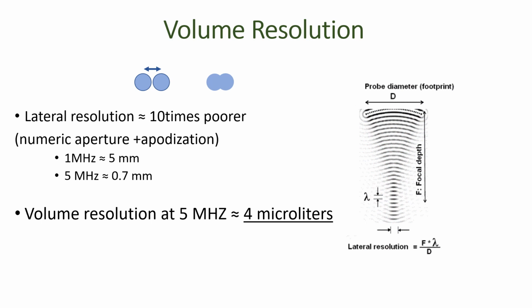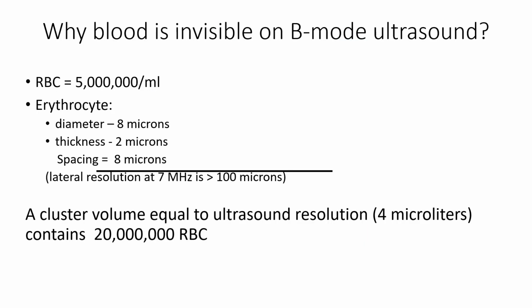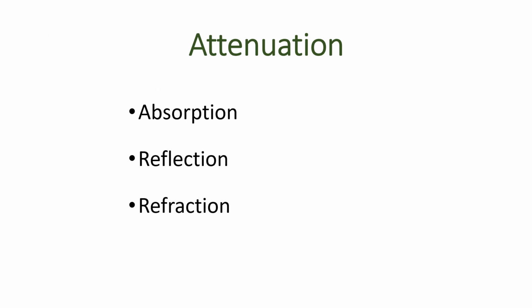The combination of the two gives us the volume resolution, which in typical settings of vascular ultrasound is about 4 microns. Such volume resolution makes it possible to image red blood cells or even their elastic conglomerates. This is one of the reasons that blood appears echolucent on the ultrasound image.